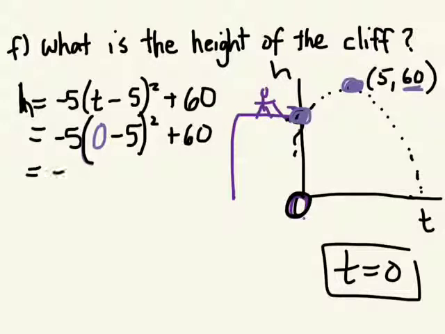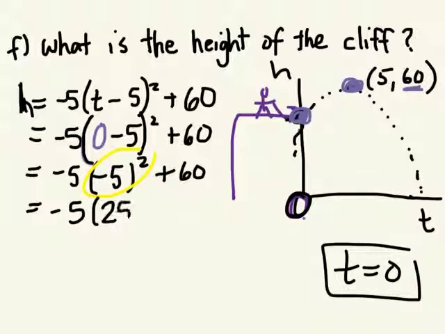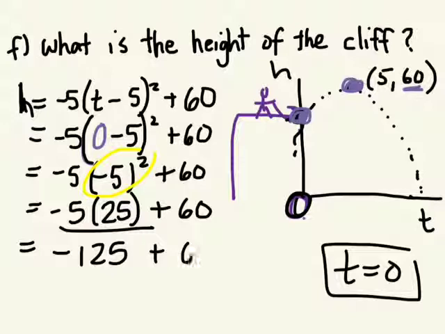Okay, so BEDMAS again. 0 minus 5 is negative 5. Okay, and then we have our exponents. Negative 5 times negative 5 is positive 25, plus 60. What is negative 5 times positive 25? Negative 125. What's negative 125 plus 60? Negative 65. That doesn't make any sense.